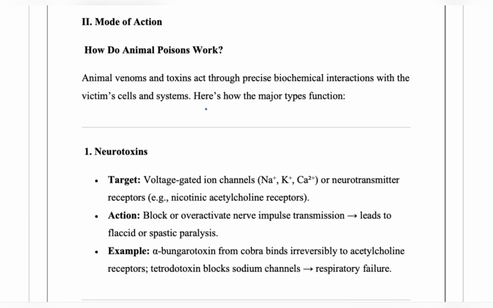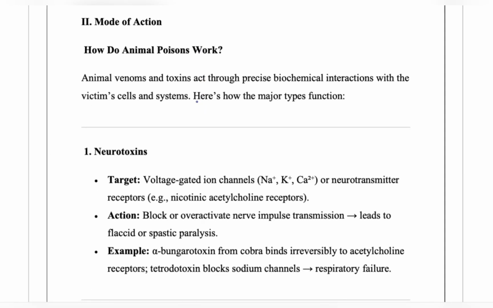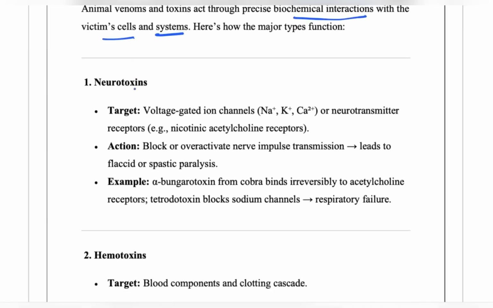Now let's come to the mode of action. So how do the poisons work actually? Animal poison or toxin acts through precise biochemical interaction with the victim's cell and system. Like we have already discussed that there are different pharmacological actions, so those actions we are going to discuss over here. So let's talk about the major functions.